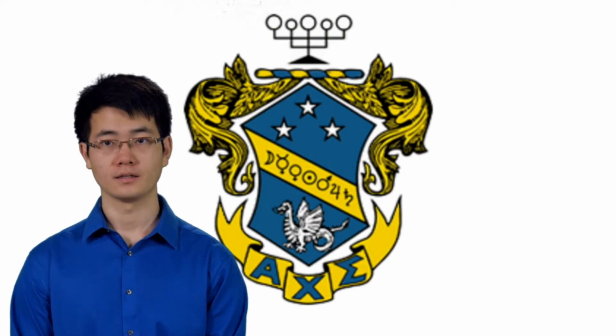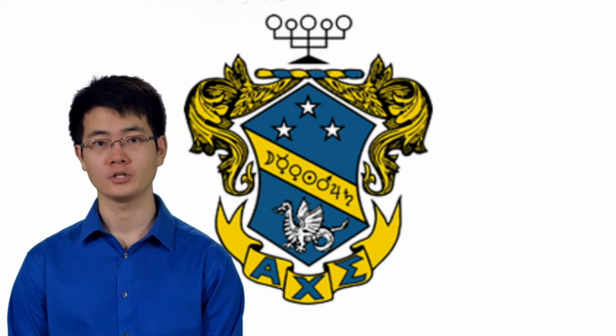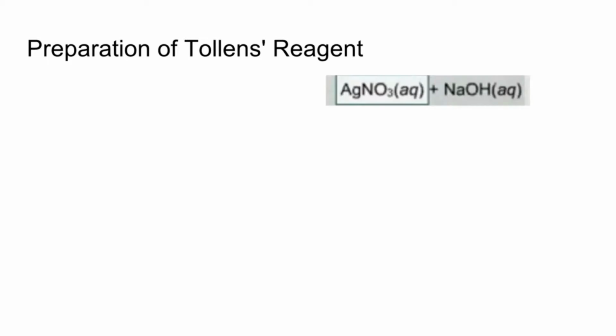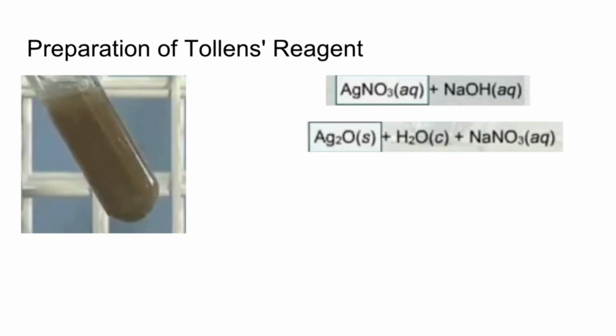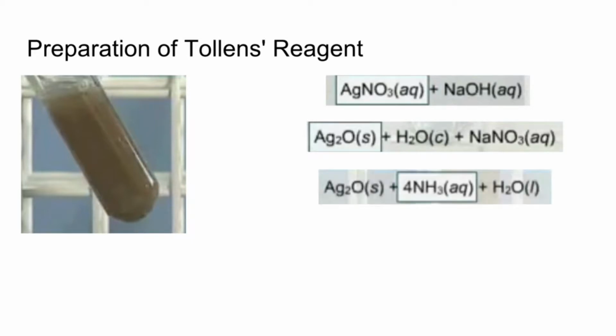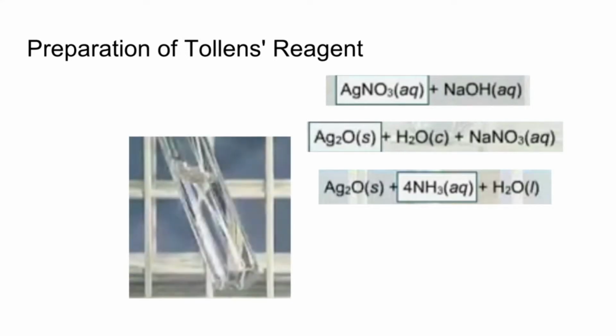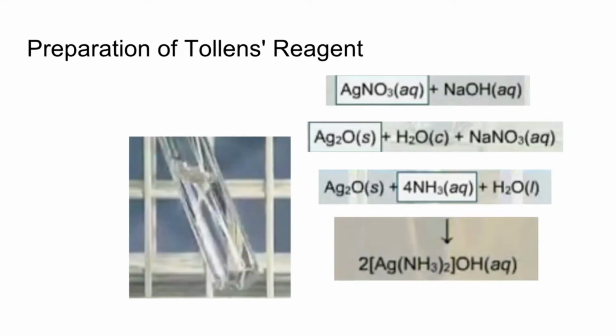Today I'll be talking about the preparation of Tollens reagent. Tollens reagent is obtained by adding a small amount of sodium hydroxide to a solution of silver nitrate. This gives a black precipitate of silver oxide. Then ammonia is added to the mixture just to dissolve the silver oxide precipitate. As a result, a complex ion is formed with the silver cation, and the solution becomes clear and colorless.